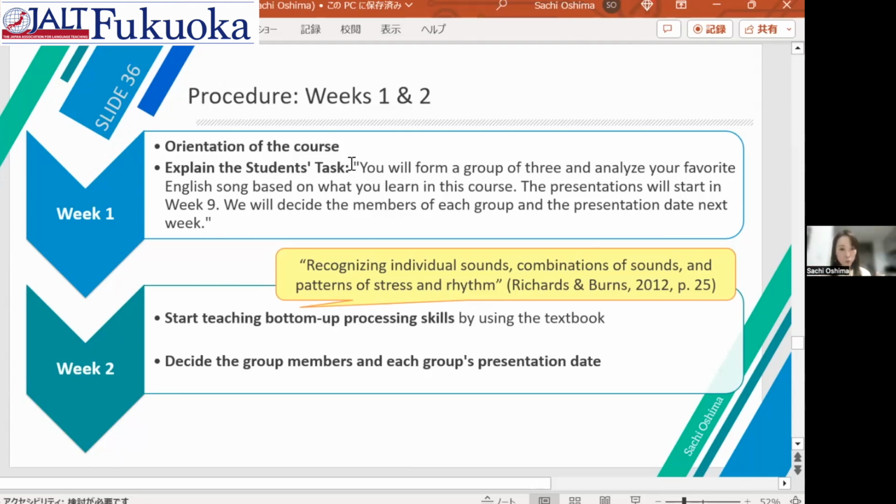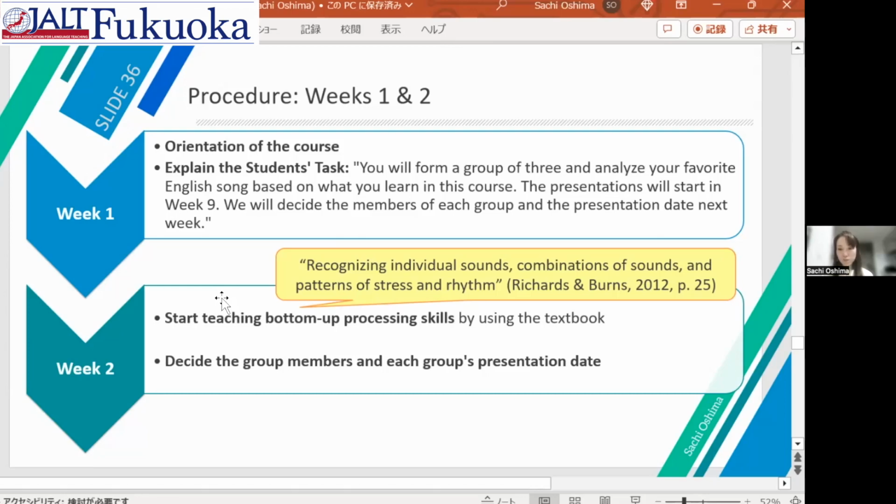So in week 1, at the very beginning, I explicitly said to my students, both in English and in Japanese because they are very beginners, you will form a group of 3. So there will be 10 groups, and you will analyze the English song based on what you learned in this course. And then the presentation will start in week 9. So it's much later, but there is a reason why I said it in week 1. Maybe you can imagine.